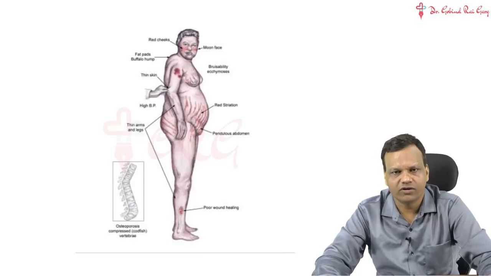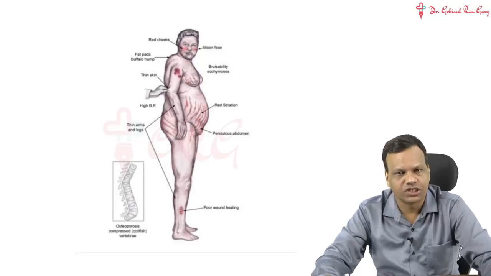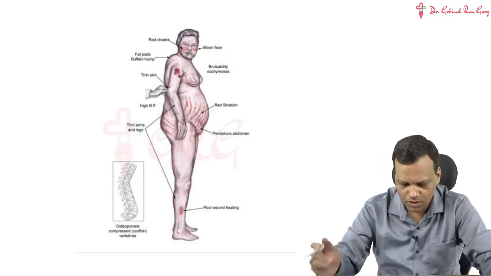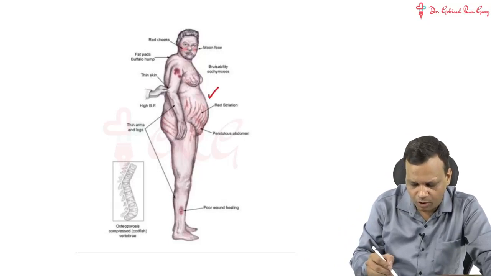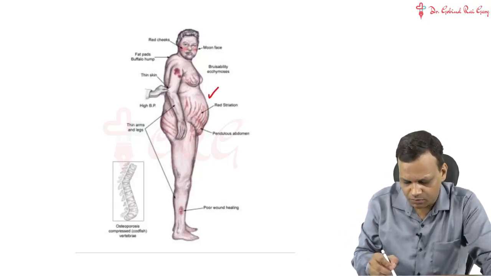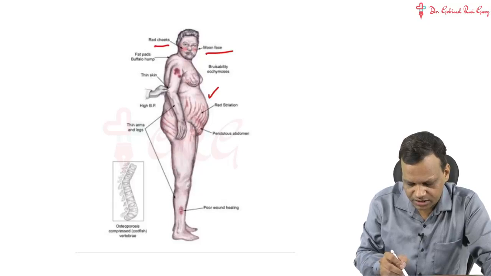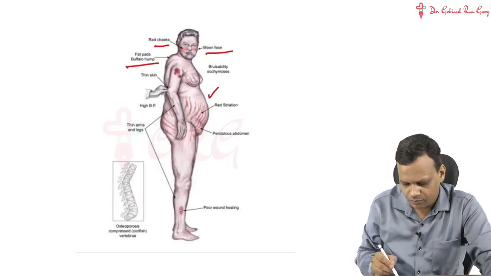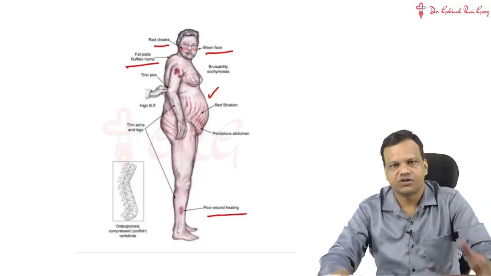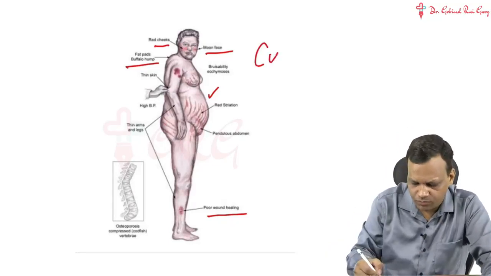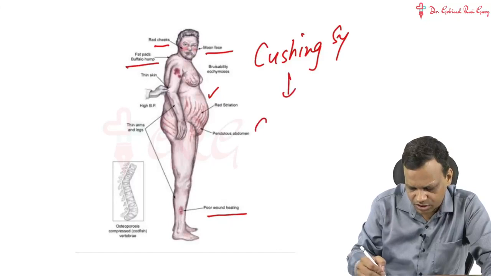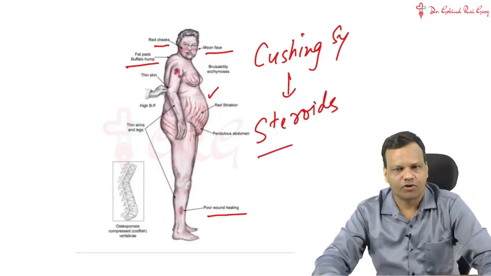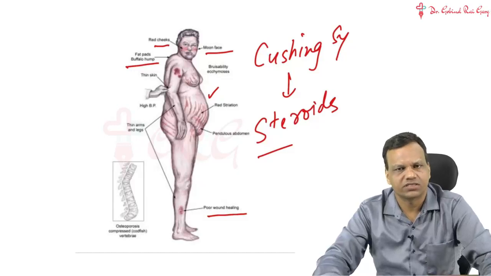Again, another spot diagnosis. Yes, it is Cushing syndrome. You can see the protruded abdomen, moon face, red cheeks, buffalo hump, and poor wound healing. All these are features of Cushing syndrome. Cushing syndrome is caused by which drug? Yes, steroids. Corticosteroids taken for prolonged periods can lead to Cushing syndrome.